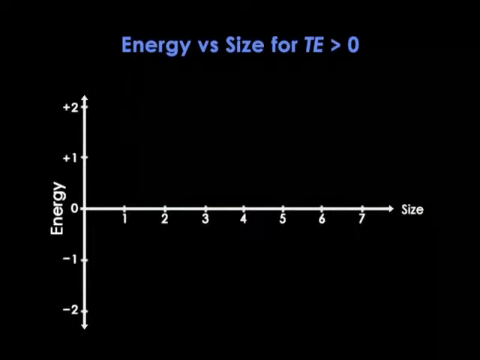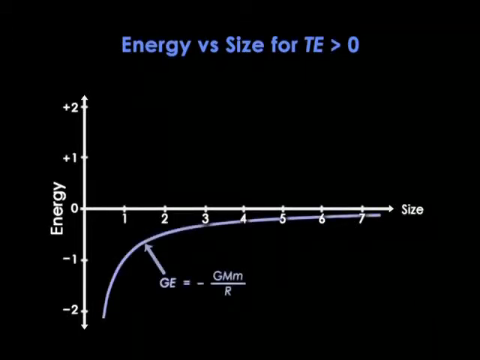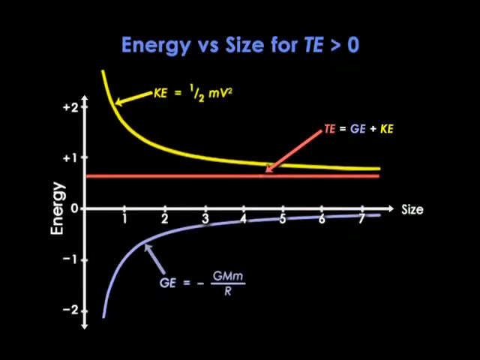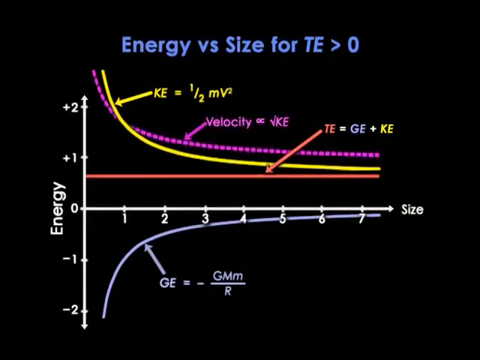Okay, now let's look at a universe that has positive total energy, so it will expand forever. Here's the gravitational energy in blue, just as before, but now the total energy is up here in red. So the kinetic energy must be this yellow line. It's exactly the same shape as the previous case, but shifted up. Taking its square root gives us the expansion speed, which converges to a constant value.